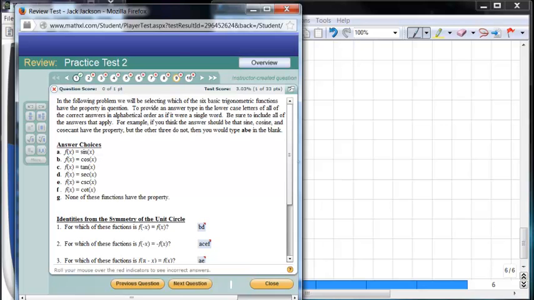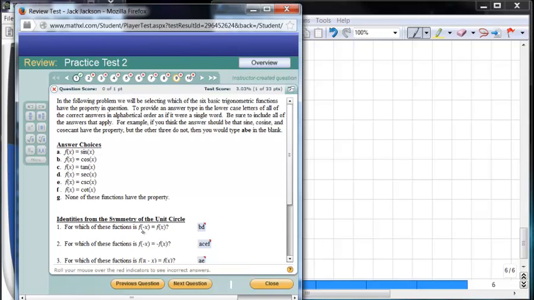Okay, in this question here, we'll be selecting which of the 6 basic trigonometric functions have this property in question. To provide an answer, we'll type lowercase letters of all the correct answers in alphabetical order as if it were a single word. Be sure to include all the answers that apply. For example, if you think that it should be sine, cosine, and cosecant have the property, that would be A, B, E, and you just type A, B, E in the blank.